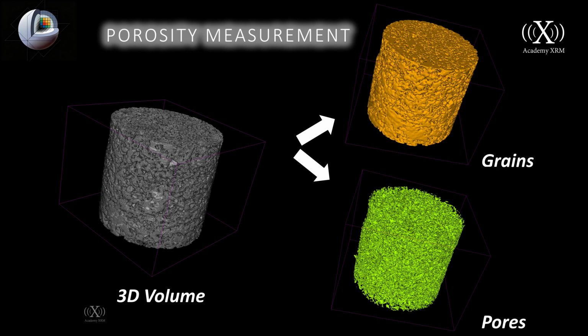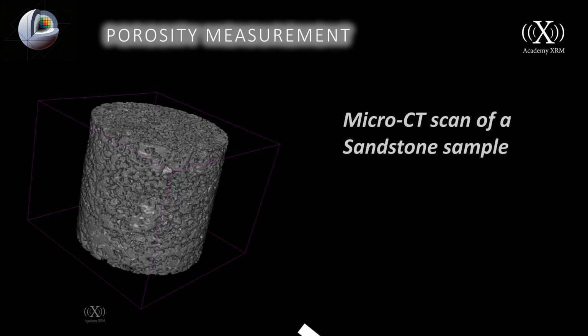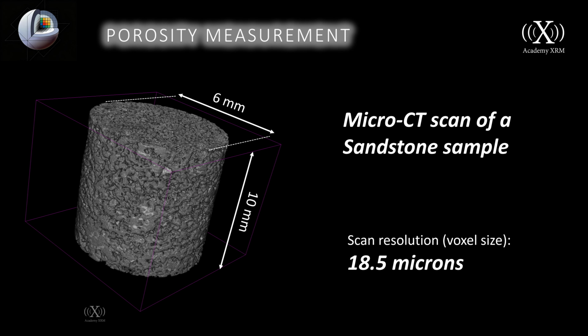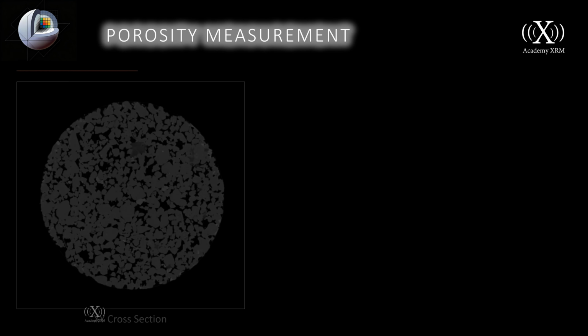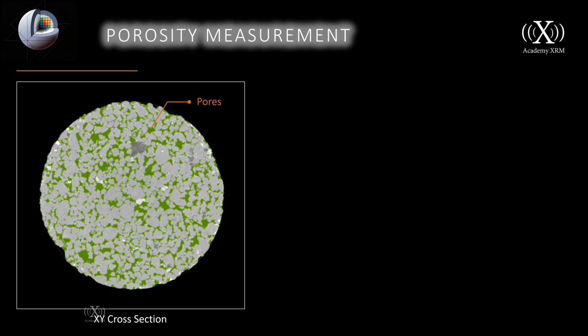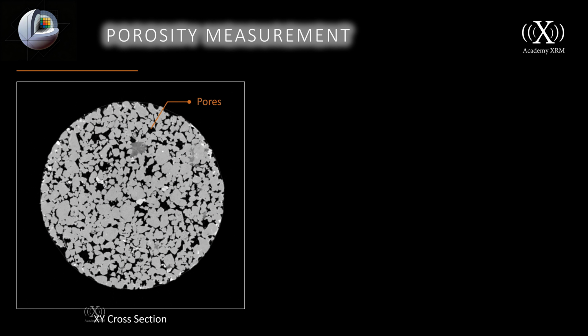The sample I will use in this tutorial is a micro-CT scan of a sandstone with a diameter of 6 mm and a height of 10 mm, scanned at a resolution of 18.5 microns. This workflow applies to other similar samples as well. Now, if we look at an XY cross-section of the sample, you will notice that the pores appear black, while the grains and solid material show up as bright gray values.